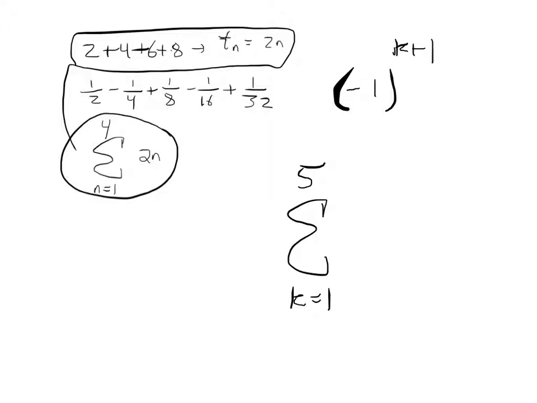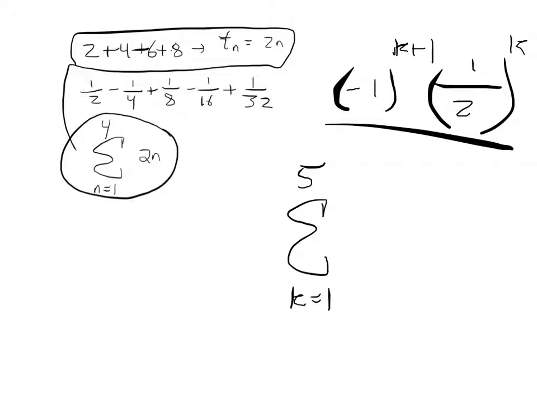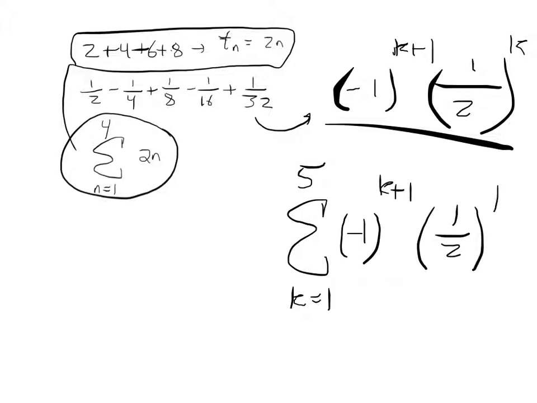What's the rest of my thing? Well, I've got 1/2 raised to the, let's see, for k equals 1, raised to the first, for k equals 2, raised to the second, raised to the third. So it looks like indeed I've got raised to the kth power. So that's my nth term for that series. Again, I'm simply going to put my nth term down here, -1 to the k plus 1, times, now I could write that 1/2 to the k as 1 over 2 to the k, or 1/2 to the k.